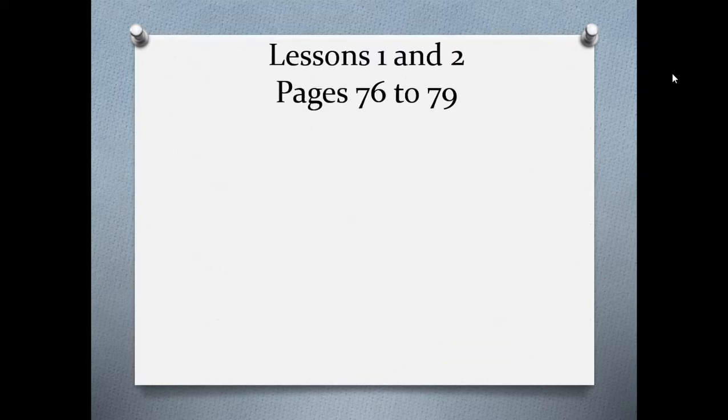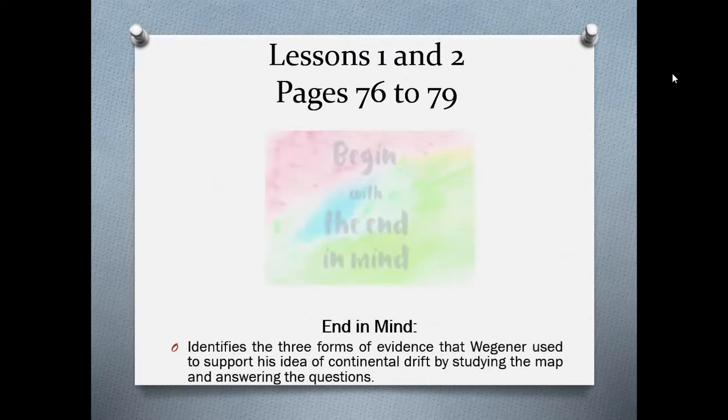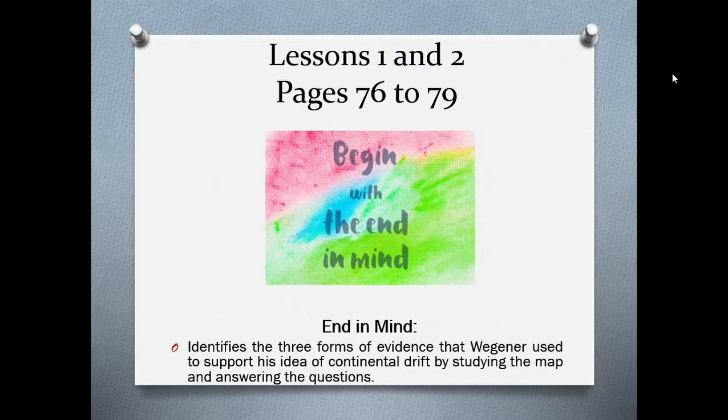And here, we're going to study only lesson number 1. Lesson number 2 will be studied next week. So, lesson 1 is found in pages 76 to 79. And remember that it's very important to have our end in mind. So it goes like this. Identifies the 3 forms of evidence that Wegener used to support his idea of continental drift by studying the map and answering the questions.